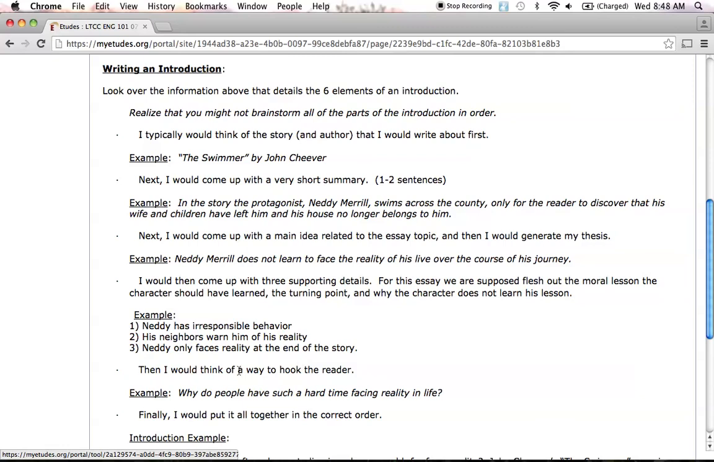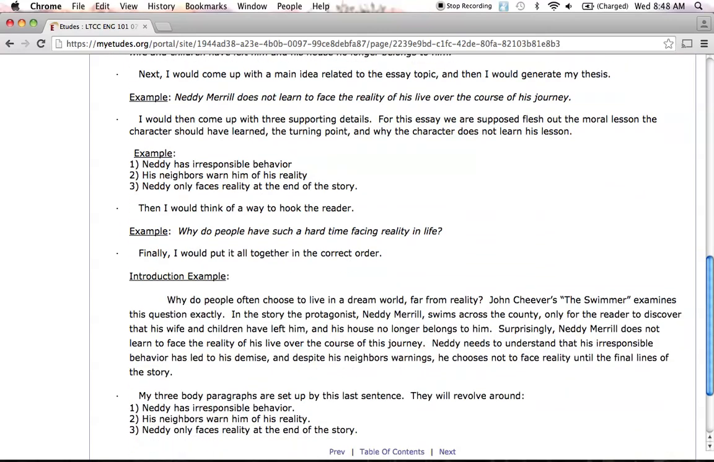So those are the overview of my main points, okay? And this is just me brainstorming what I'm going to write here. Okay, now I need to think of a hook. And I'm going to make a sort of general question. The good thing about questions is it's really hard for people to hear a question and not at least try and answer it in their mind. So I'm going to go with, why do people have such a hard time facing reality in life?